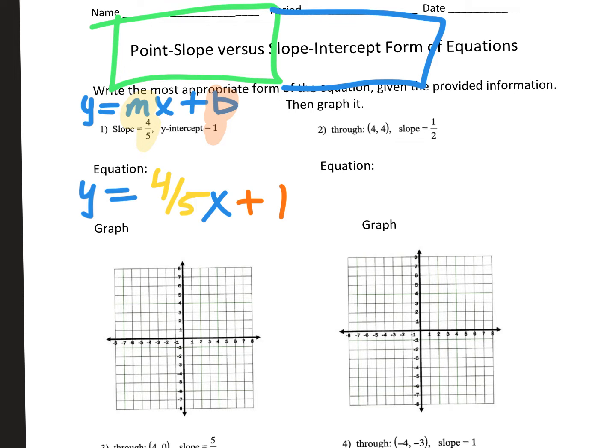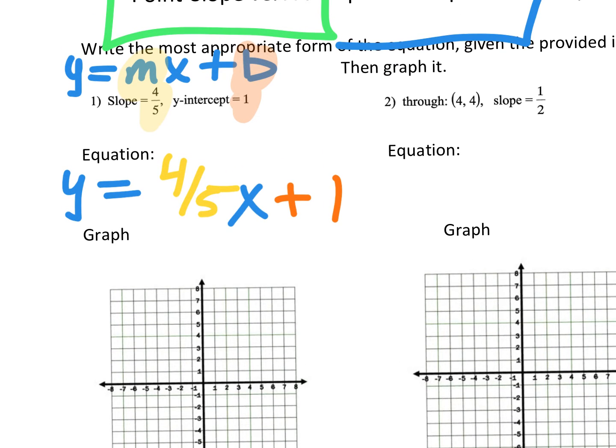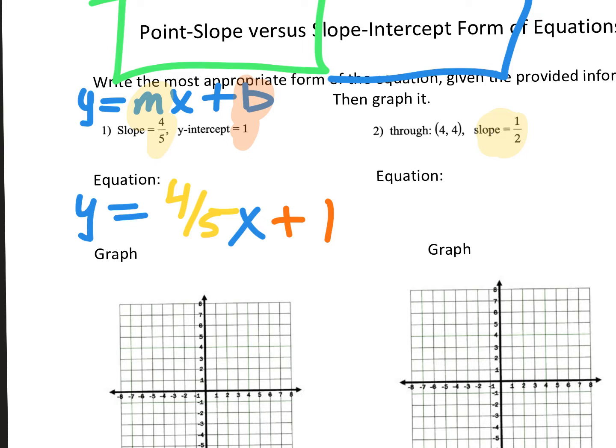Now on problem number 2, did problem number 2 give you a y-intercept? It gave us a slope, but it gave us a point. It did not give us a y-intercept. So instead of slope-intercept form, this one gave us a point and a slope. So this one's going to make the most sense to use point-slope form.